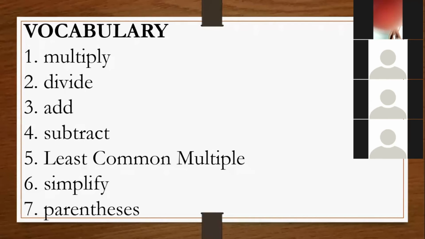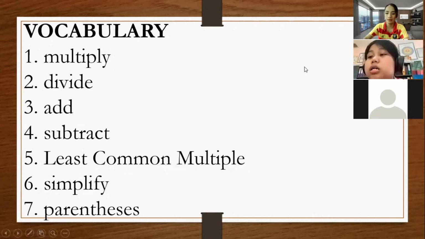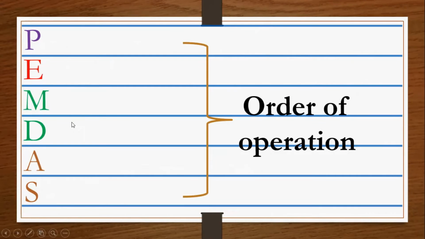Let's move on to our main topic for today. We have the letters that represent the words here. We call this one order of operation. So we have P, E, M, D, A, S. First, what is operation or mathematical operation? These are the symbols that we use when we are solving numbers. So we have the order of operation to follow when we are solving mixed operations in fractions.